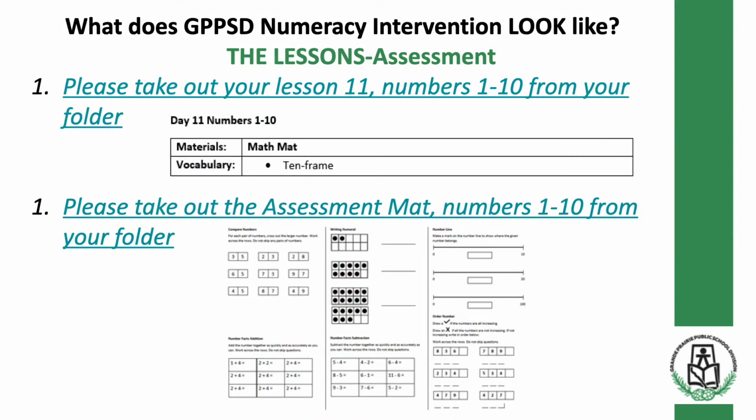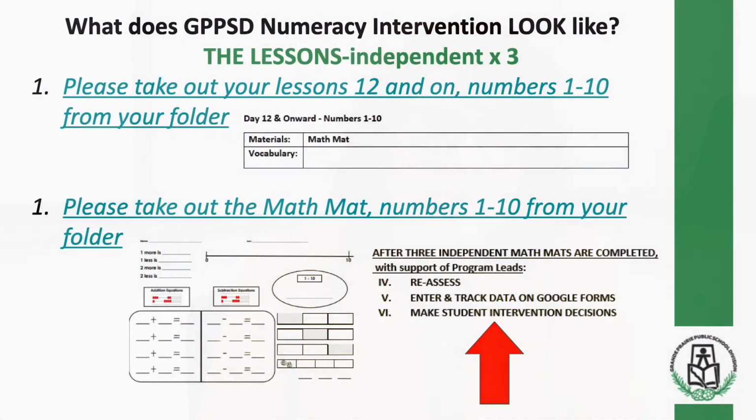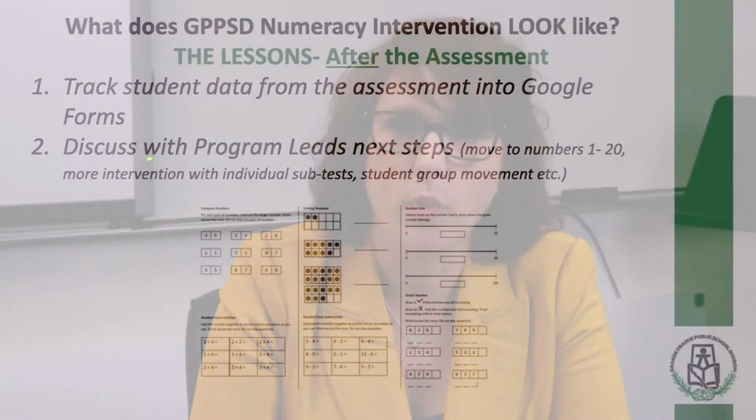Day 11, we would like to assess where our students are at now that they've had almost 2 weeks of explicit instruction. Once we have that data, our stakeholders have dialogue about student movement. From there, students are then just given the math mat every time they show up for intervention. After 3 independently done math mats, students are then re-evaluated. From that evaluation, again, the same stakeholders have dialogue about specific students and where they move.